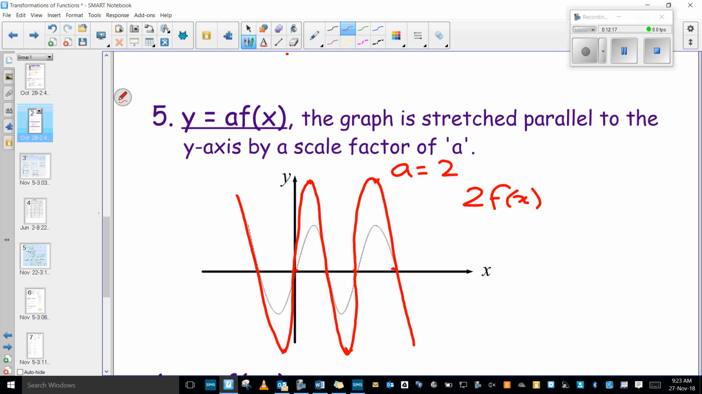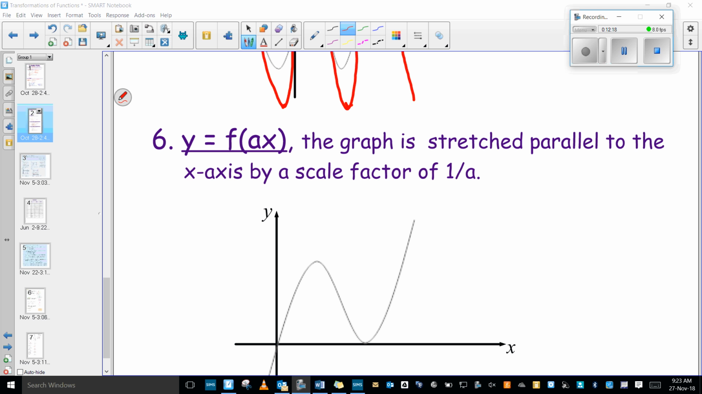Oh, look at that, that was quite good. This time what's happening is that we're doing something to our x value. So for example, we may be doubling our x value and then finding our y. So it's still a stretch, but it's of a factor 1 over a. So for example, if I was finding f of 3x, then our graph would be 1/3 of the width that it would have been.